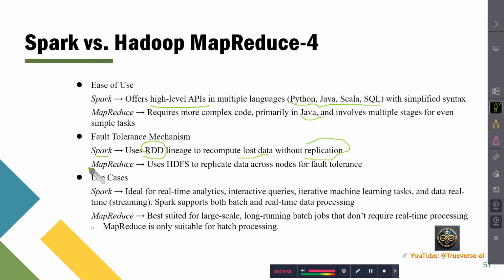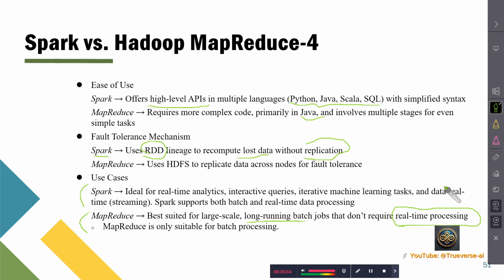On the other side, MapReduce uses HDFS to replicate data across the nodes for fault tolerance. So this is the weakness. As a use case, for a real-time project or an AI project, Spark is very good. But MapReduce is for long-running batch jobs that don't change quickly at runtime, where you don't need real-time processing. MapReduce works very well there. This is the comparison between Spark and Hadoop.